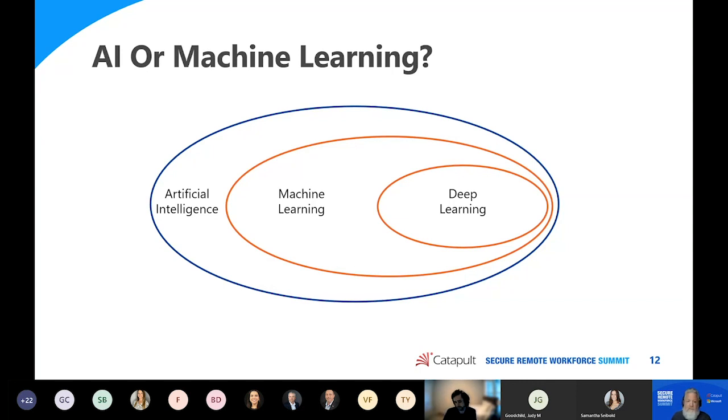You can do artificial intelligence just with regular rules, but machine learning is a set of rules and techniques that allow it to learn by itself. And then what is deep learning? Deep learning is a subset of machine learning models.